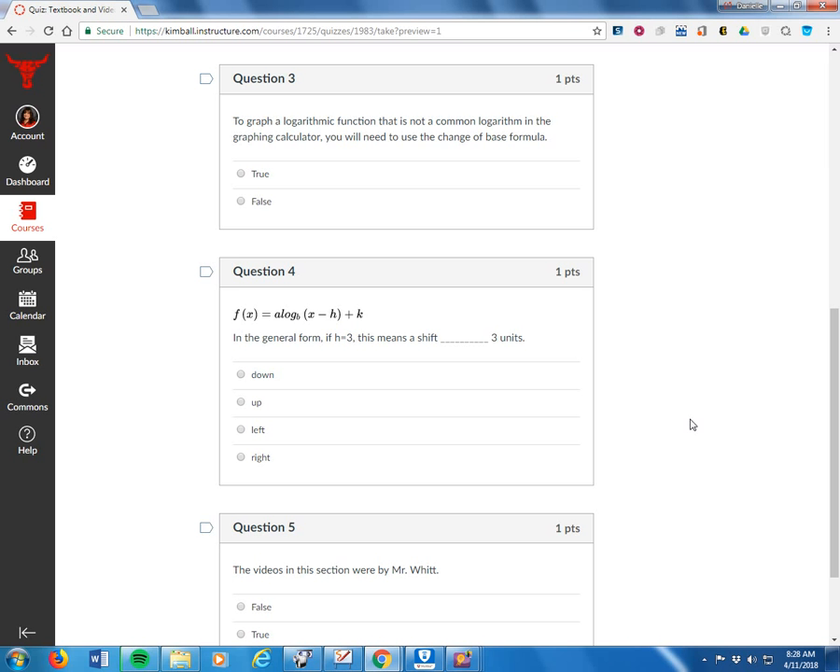Okay, any questions on 8.4? That one hopefully went pretty well, just going back and forth between exponential and logarithmic functions. And then I think there was a change of base question or two in there too. So, okay, that's it.